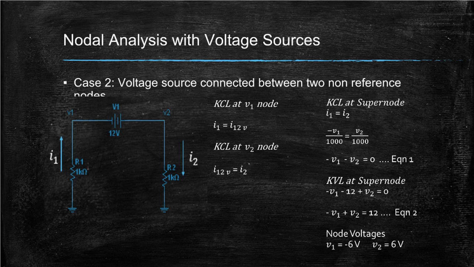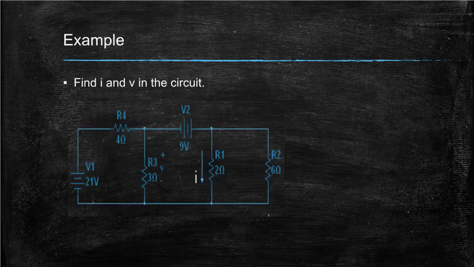In the circuit diagram, there is a voltage source between two non-reference nodes. The voltage source turns into a supernode. Here is the KCL at the individual nodes before the 12-volt source becomes a supernode. Here it is also after the 12-volt source becomes a supernode. Problems involving supernodes go the extra step and make use of the KVL around the supernode loop. The KCL and KVL equations will be used to find the node voltage values. Here we have V1 to be -6 volts and V2 to be 6 volts. This example explains how to solve supernode problems.